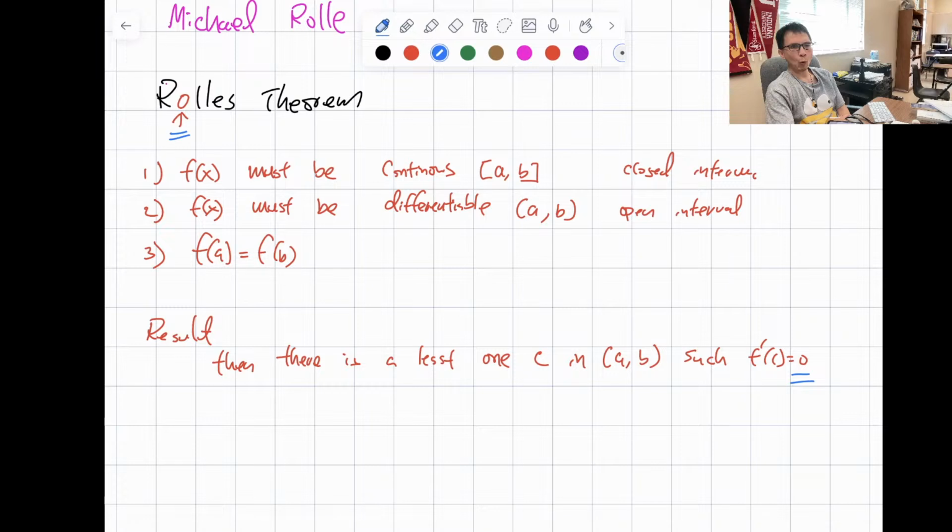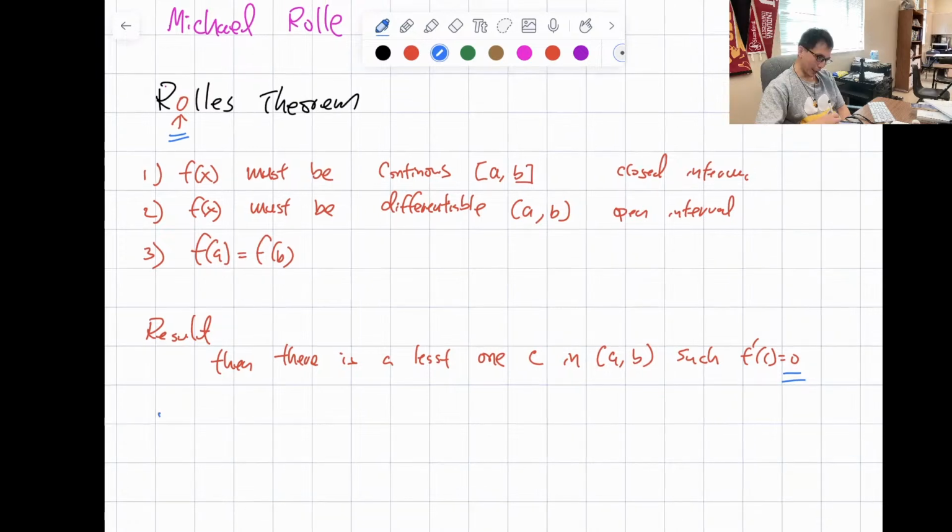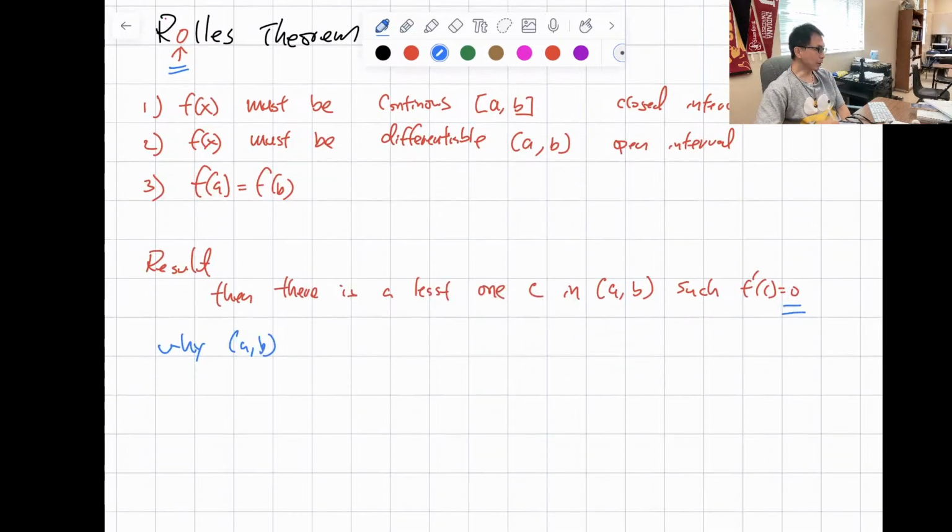Now, why is it an open parenthesis? Why are a and b not including the endpoints? A long time ago, I told you when a function is not differentiable. Can you tell me one case where it is not differentiable? Well, yeah, when it's not continuous. Okay, that's good, that's actually qualified. There were multiple ways to say not continuous. There's an asymptote, especially a vertical asymptote.